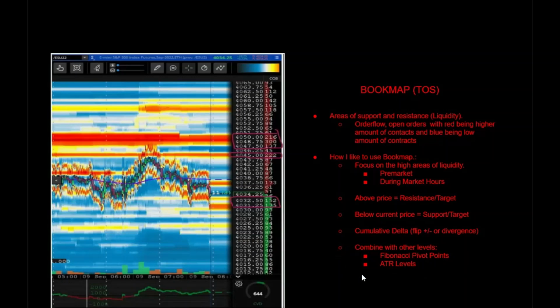But I just wanted to go over a little bit about Bookmap and what it is. So if you're seeing these contracts and lines above price, they would be resistance or targets. If you're seeing them below price, that's going to be support and a target.